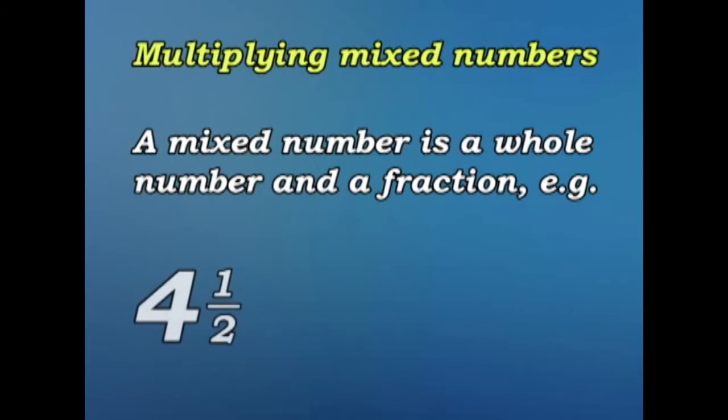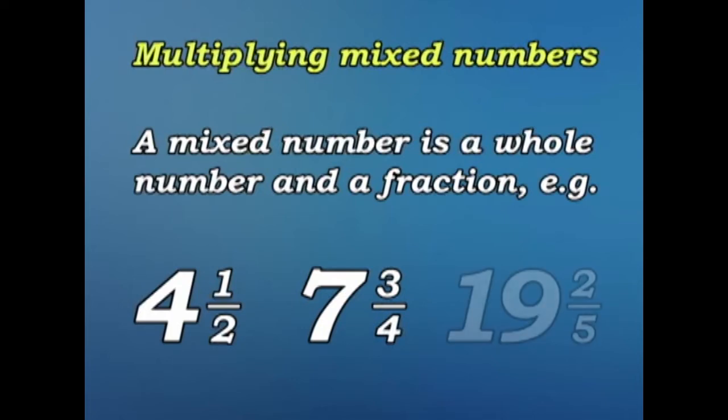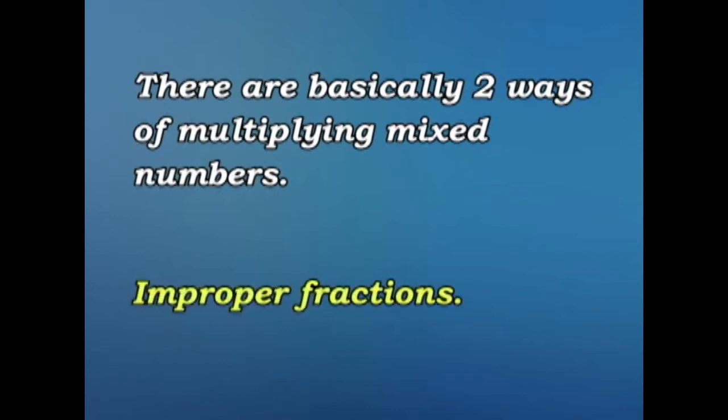For example, 4½ or 7¾ or 19⅔. There are basically two ways of multiplying mixed numbers. The first way is to make them into improper fractions.